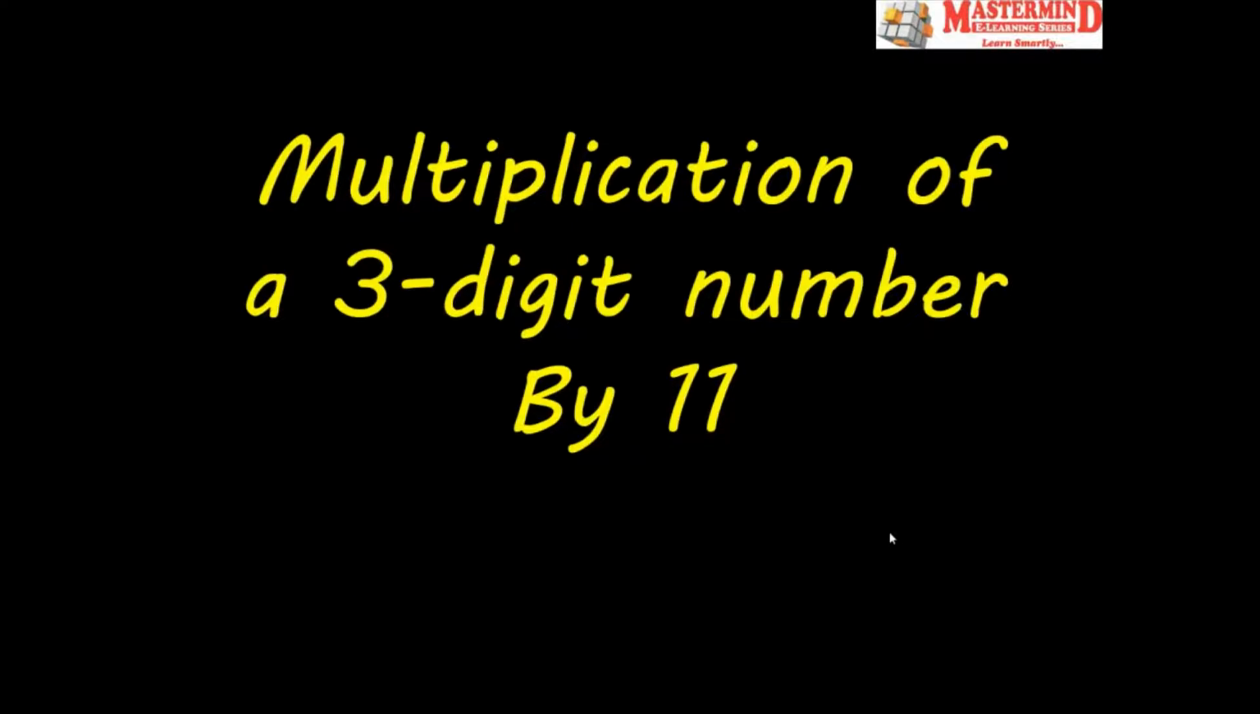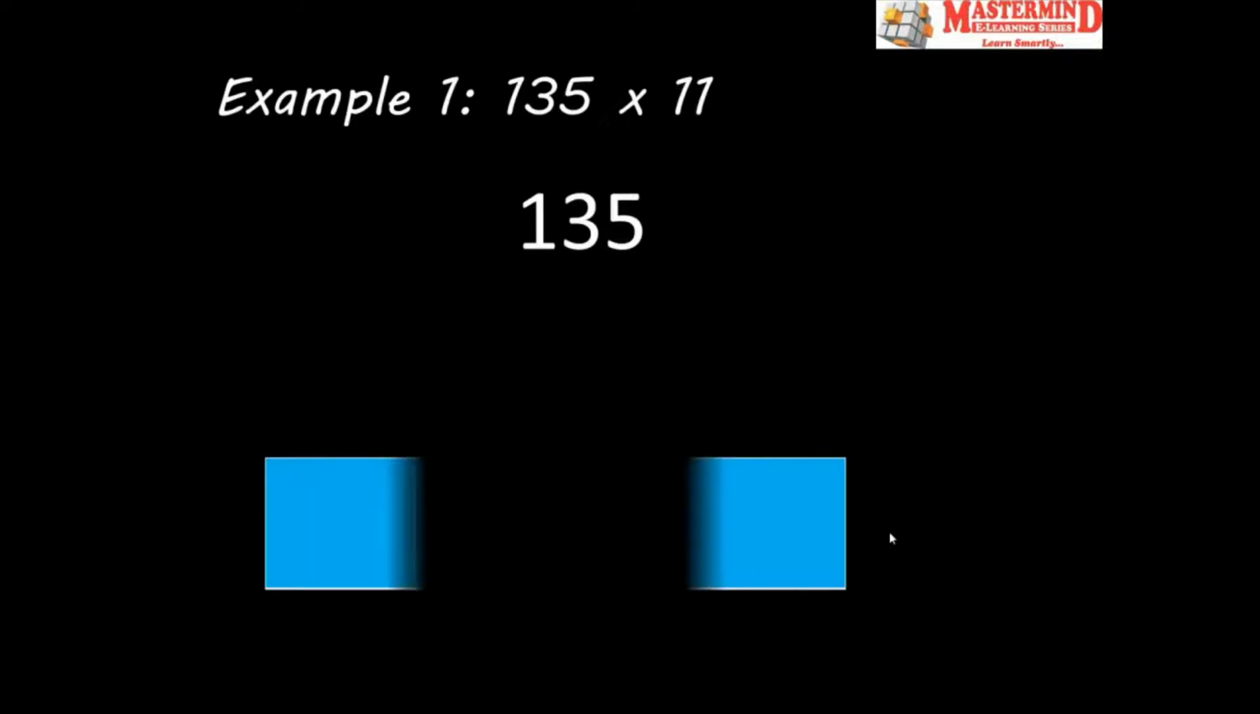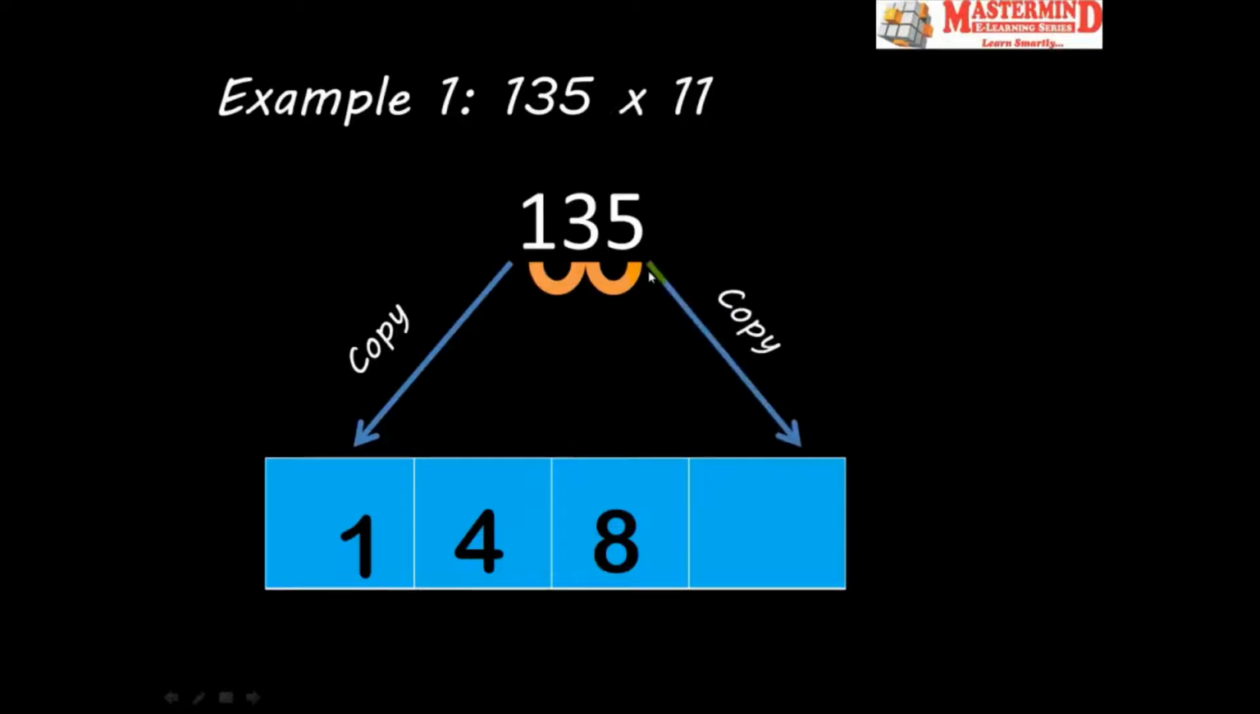Let's now see the multiplication process of a 3-digit number by 11. The first example here is 135 multiplied by 11. The first step is same. You'll just copy the first digit as it is. So we have 1 here. Next, we'll add these 2 digits, 1 and 3, which is 4. Then we add the next 2 digits, that is 3 and 5, the second and the third digit. 3 plus 5 is 8. And then we copy the last digit as it is. So we get it as 5. Now combine all these answers. So our answer is 1485.